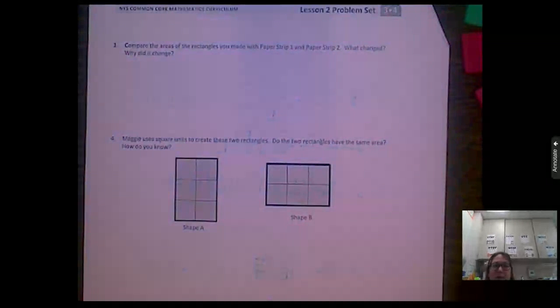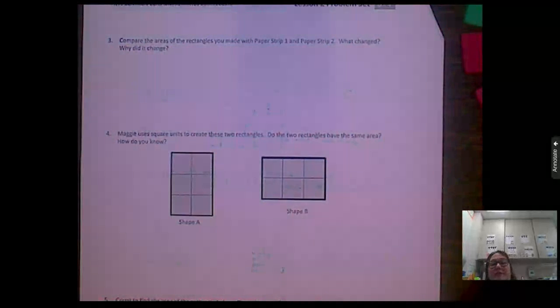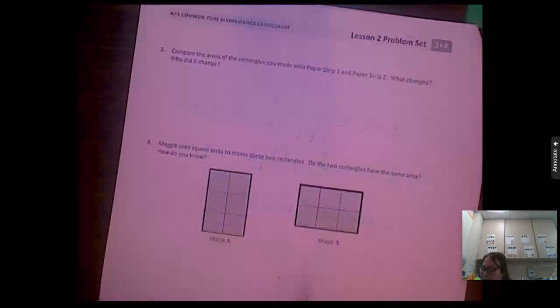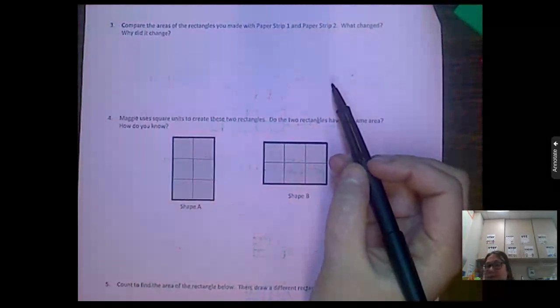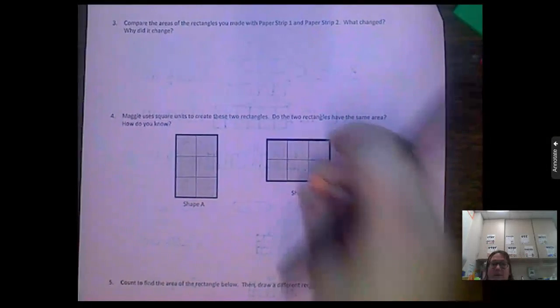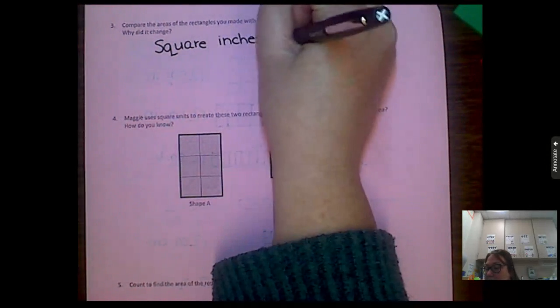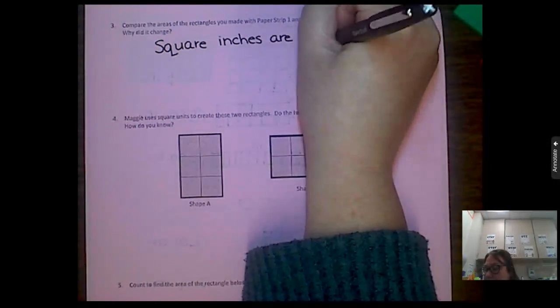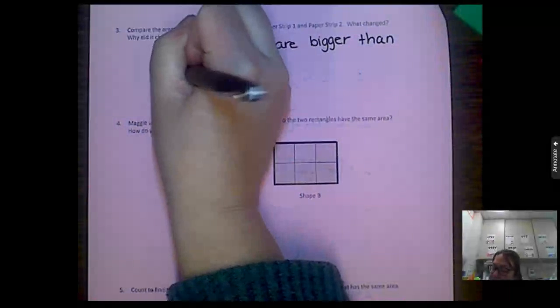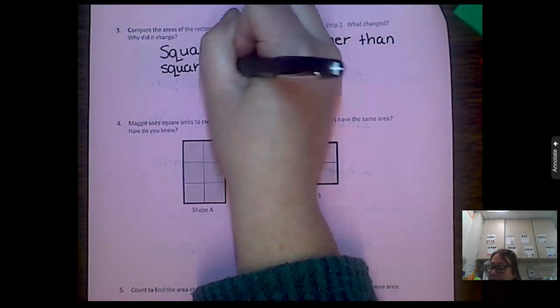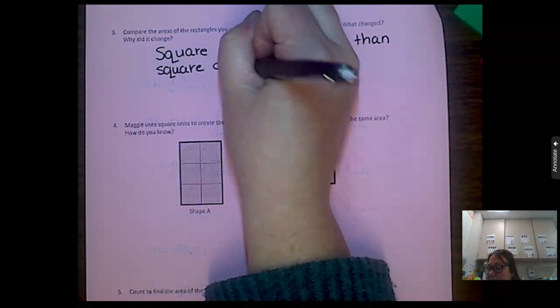Okay, so if you're back with me, number 3 says to compare the areas of the rectangles you made with paper strip 1, and paper strip 1 was the square inches, and then paper strip 2 is the square centimeters. What changed? Why did it change? So square inches are bigger than square centimeters. This is what we talked about on the other side, right? Now we're just kind of putting it into words.